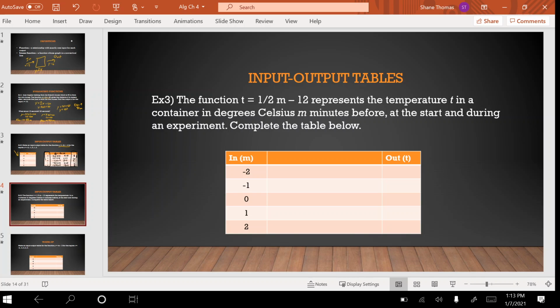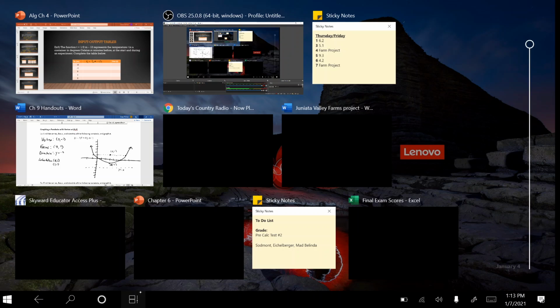So I'm going to help you get started. This is T equals 1/2 m minus 12. If you want to make it a decimal, make it 0.5, that's fine. Use a calculator, that's fine. But I'm going to give you about 5 minutes, and I want you guys to complete that table.